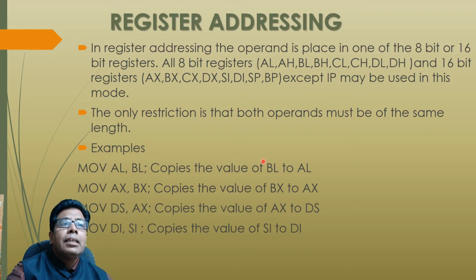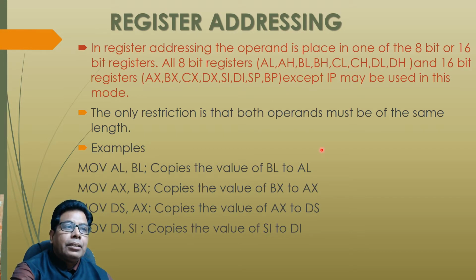Then comes the register addressing. Now in register addressing, the operand is placed in one of the 8-bit or 16-bit registers. So the operand will be placed in the registers. Now all the 8-bit registers, that is AL, AH, BL, BH, CL, CH, DL, DH, and all the 16-bit registers AX, BX, CX, DX, then SI, source index, destination index, stack pointer, and base pointer.